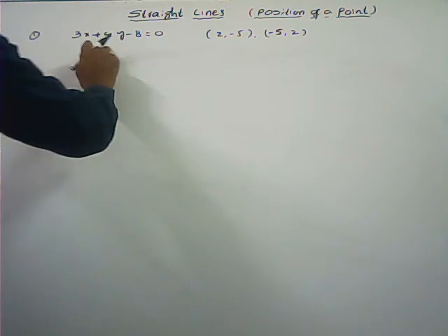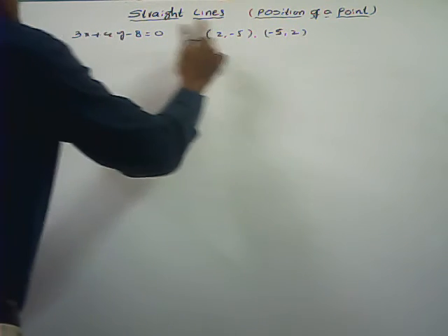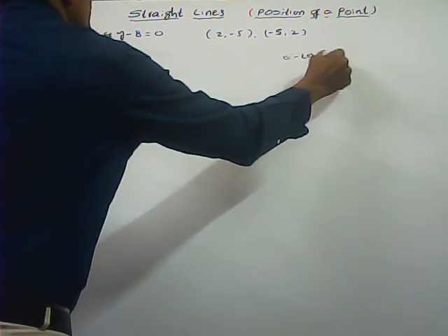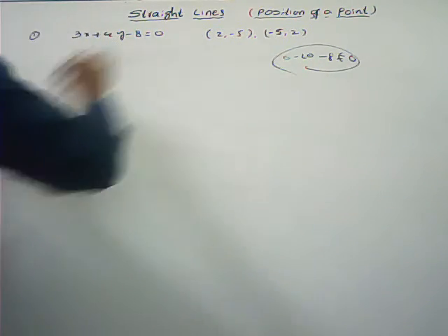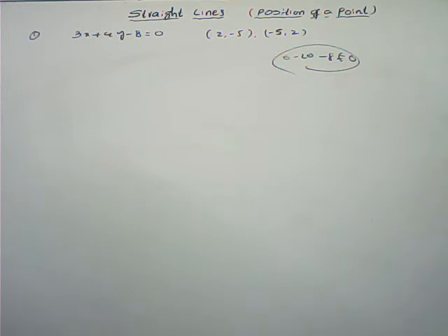If I substitute in that equation, we can check whether it satisfies or not. 3 into 2 is 6, minus 20, minus 8. That is not equal to 0, not satisfying. The other point also does not satisfy. Now we can check whether they are on the same side or the opposite side.